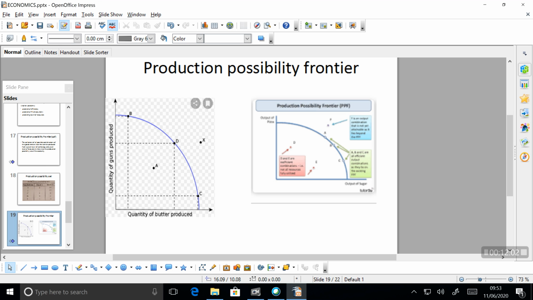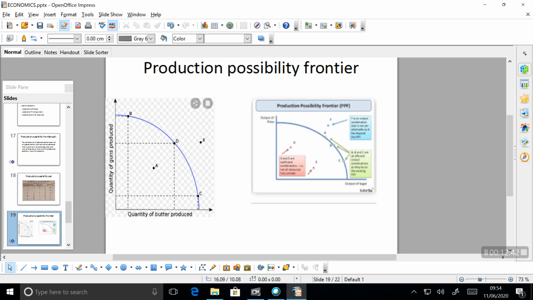Inside the PPC curve there is a point A. It is inefficient utilization of resources or underemployment. Above the PPC curve there is a point X. It means growth of resources. That is the production possibility frontier. Related to this, first you study what is meant by the production possibility curve. Second, what is meant by the production possibility set. And a point inside the PPC curve means inefficient utilization of resources or underemployment, and above the PPC curve is growth of resources.